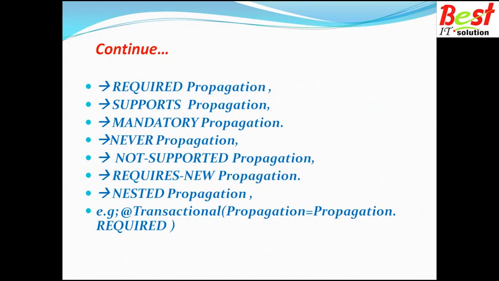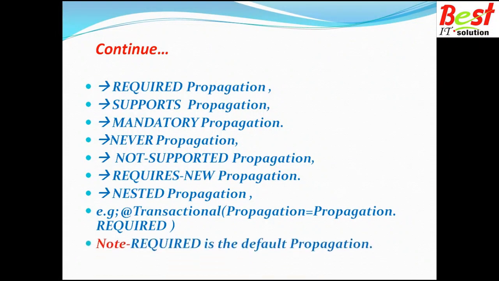How do we pass it in the transaction? For example, @Transactional(propagation = Propagation.REQUIRED). So we are passing the required propagation setting here. One note: required is the default propagation. If we do not mention any propagation in @Transactional, then the default propagation is required.